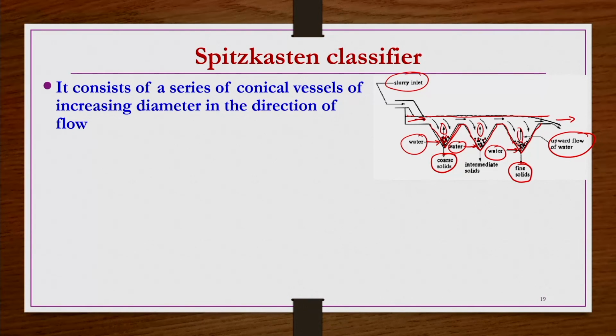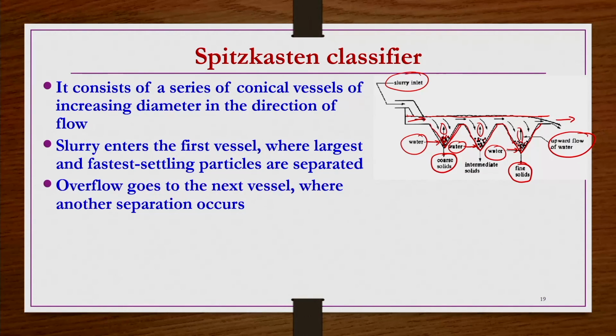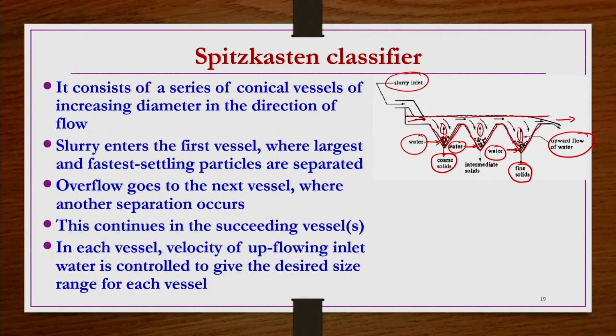It consists of a series of conical vessels of increasing diameter in the direction of flow. Slurry enters the first vessel where the largest and fastest settling particles are separated. Overflow goes to the next vessel where another separation occurs. This continues in the succeeding vessels as well. In each vessel, the velocity of the upflowing inlet water is controlled to give the desired size range for each vessel. This flow rate of upflowing water has to be tuned such that in each vessel the particles being collected are of the desired size. Accordingly that flow rate has to be calculated and then provided.